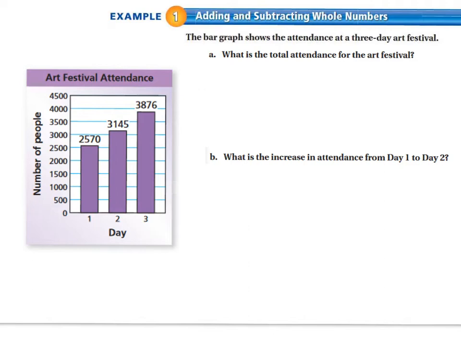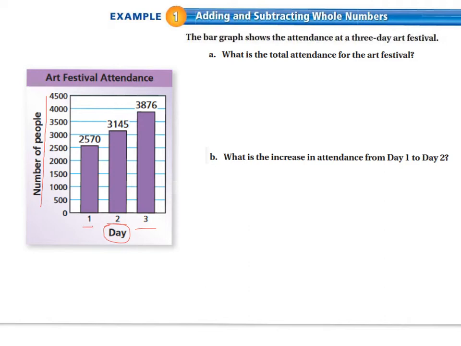Here's example 1. We're going to work with adding and subtracting whole numbers. The bar graph shows the attendance at a 3-day art festival. So the question on A is asking what is the total attendance for the art festival. First, I'm going to look at the table at the left. The x-axis is labeled day. So on the x-axis, or horizontal axis, I am seeing day 1, day 2, and day 3. The y-axis, or the vertical axis, is labeled number of people, and it's showing those groups of people in groups of 500.